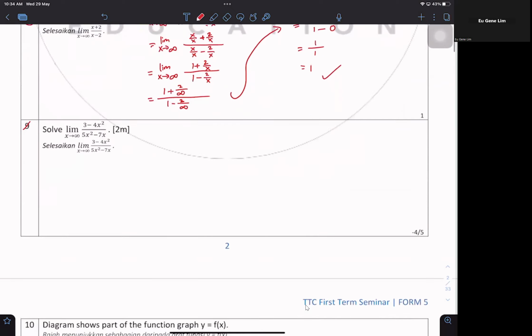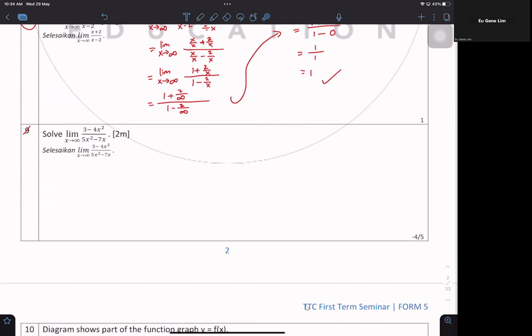Same thing with question number 9. But in question number 9, you don't divide by x. You divide by x squared, because you see the x is to the power 2, right? So instead of dividing by x, you divide by x squared. On top, divide by x squared. Bottom also divide by x squared.